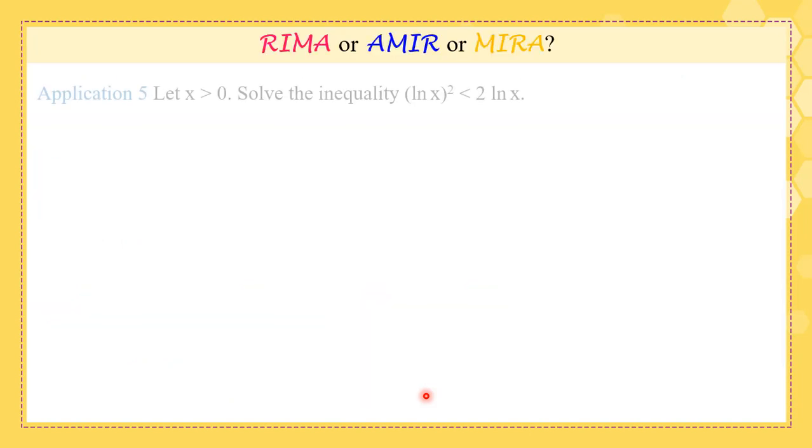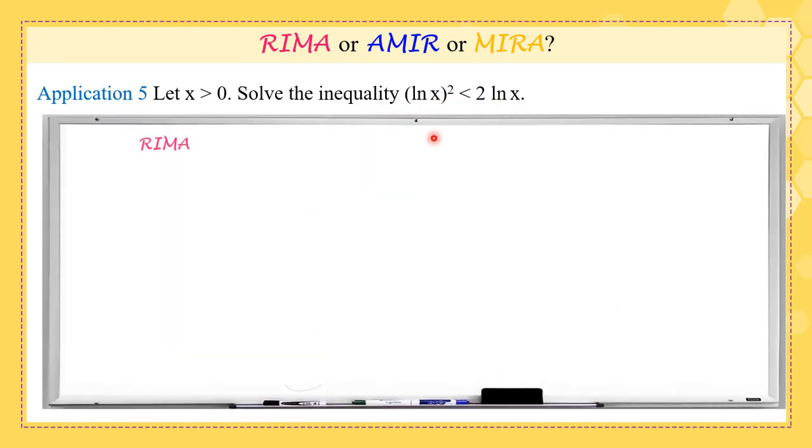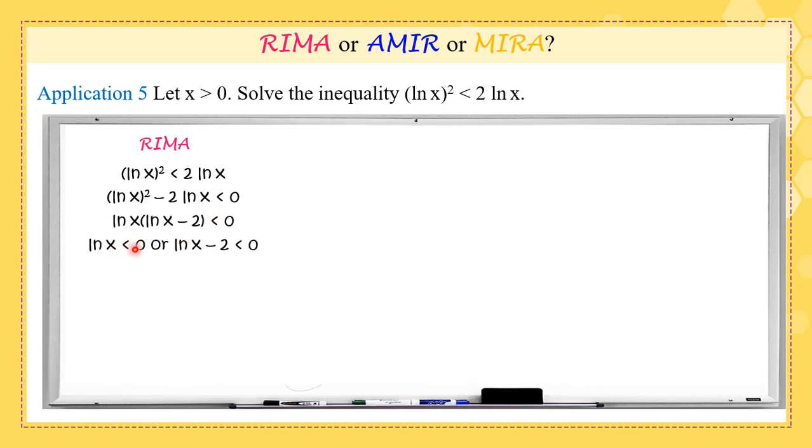Rima, Amir, or Mira. We need to solve this inequality. How did Rima solve the inequality? She compared to 0. She took ln x as a common factor. Then she said that ln x is less than 0 or ln x minus 2 is less than 0. So each factor is less than 0. She continued, x is smaller than e to the power 0 or ln x is smaller than 2. In other words, x is smaller than 1 or x is smaller than e squared. Thus, x is smaller than 1.